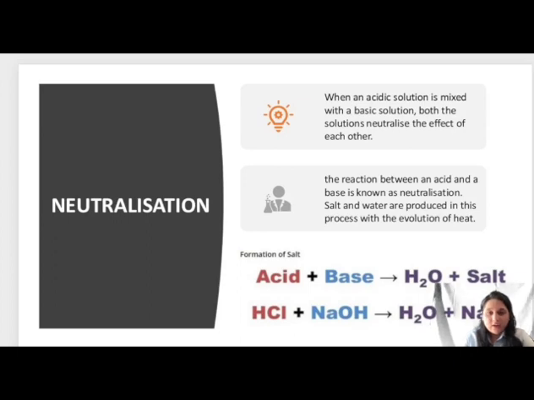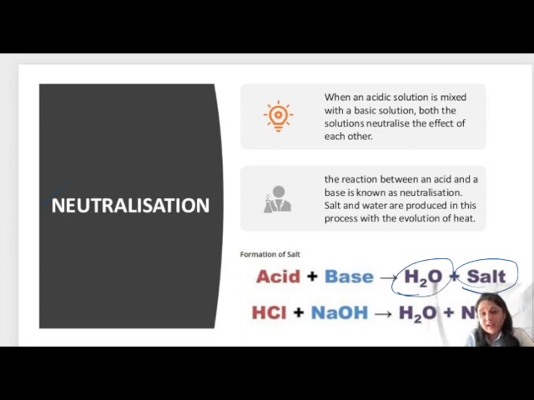Now our last thing of this chapter is the neutralization reaction. We already talked about neutral substances. The neutral substances are the substances which are neither acidic nor basic in nature. For neutralization, we have to put acid and base together and then we get two substances: one is salt and the other one is water. The whole reaction we call a neutralization reaction.